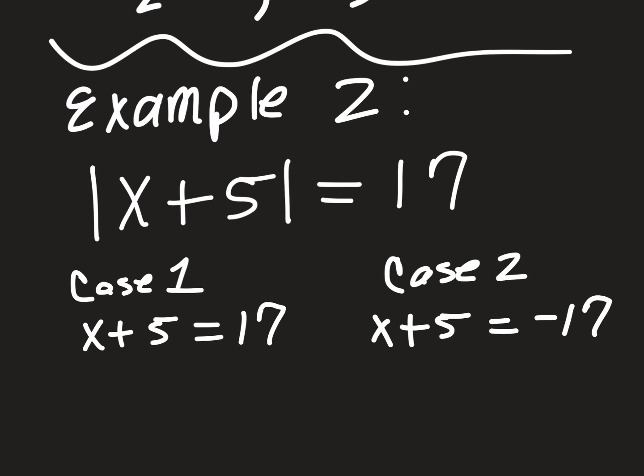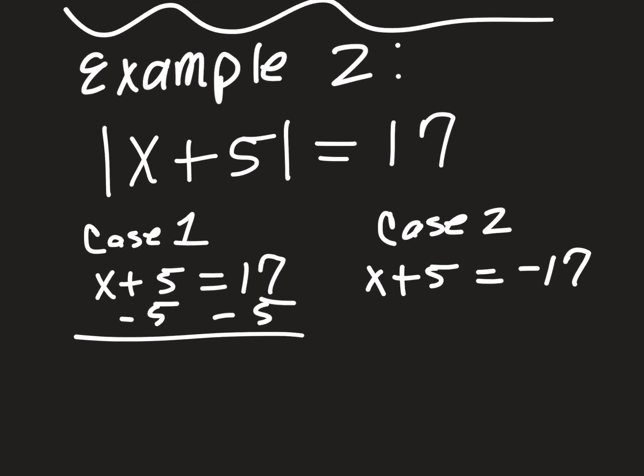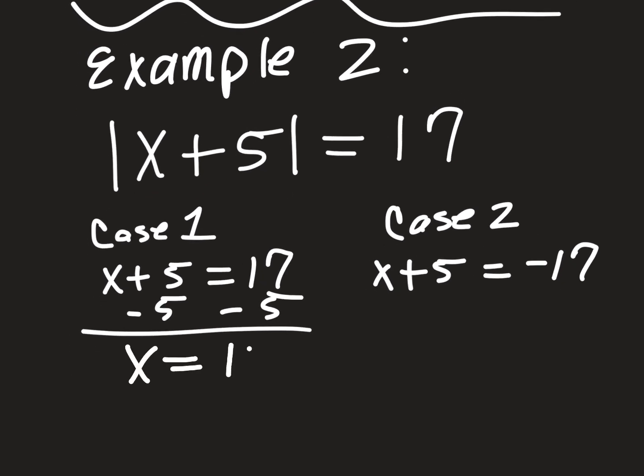You solve them exactly the same way you've been solving them for years, honestly. What operation is sitting there with the x that needs to be canceled out? Plus 5. How do I get rid of a plus 5? A minus 5. So I'm going to subtract 5 from both sides, and that's going to give me x is equal to 12.